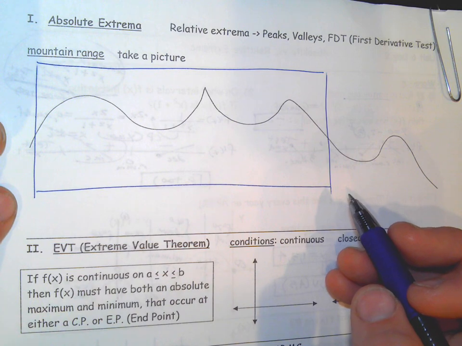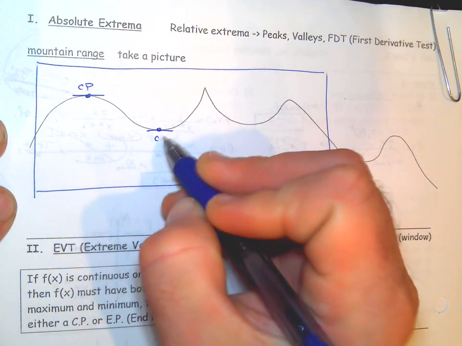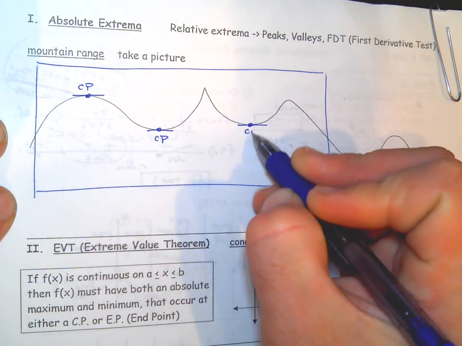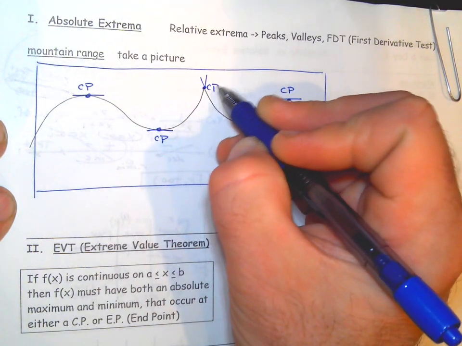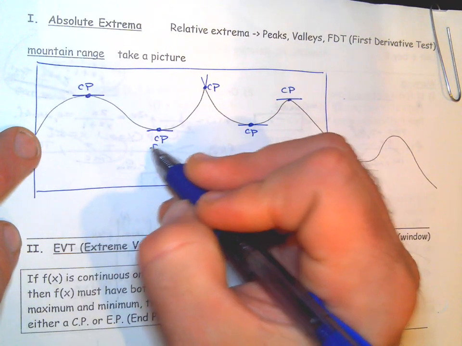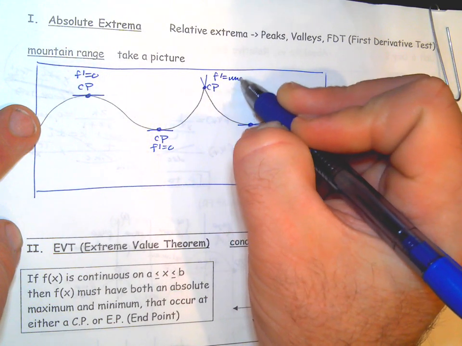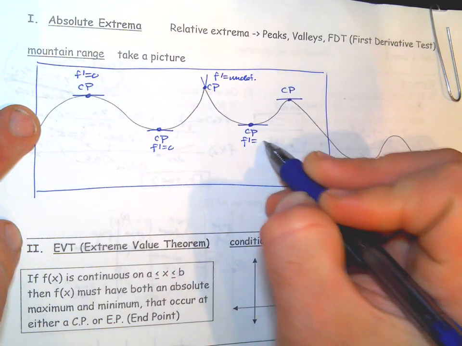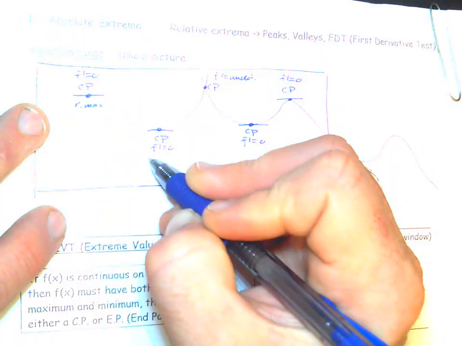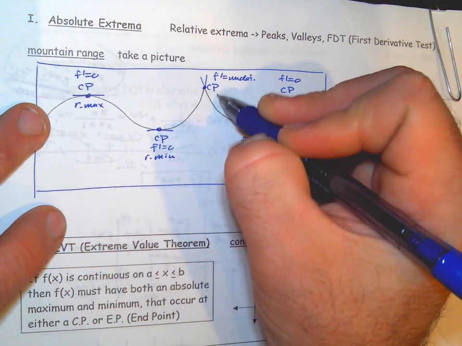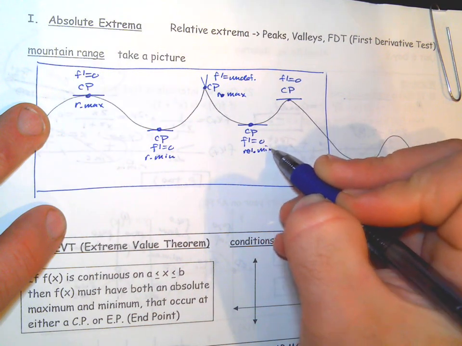Now, the absolute maxes and mins could happen at these critical points where the slope is 0, a horizontal tangent, right? Or even here, where the slopes don't agree. It's sharp. That's a critical point, right? F prime equals 0. F prime equals 0. F prime is undefined. F prime equals 0. F prime equals 0. And these are all peaks and valleys. So this is a relative max, this is a relative min, this is a relative max, this is a relative min, this is a relative max.